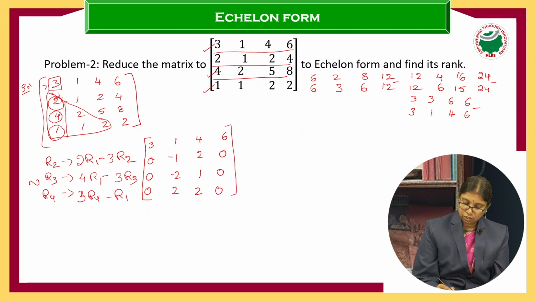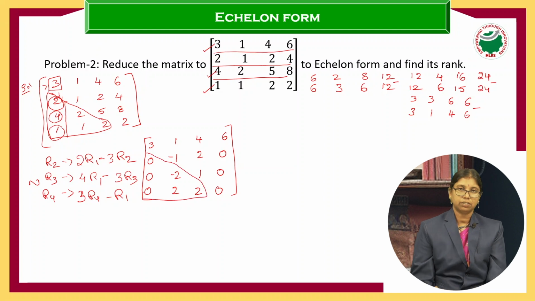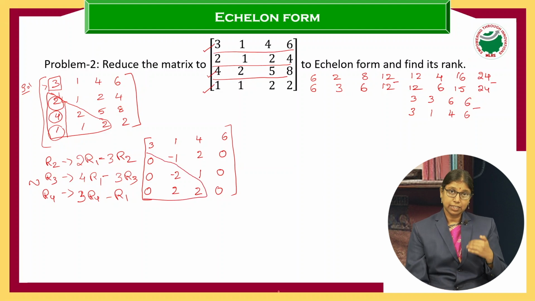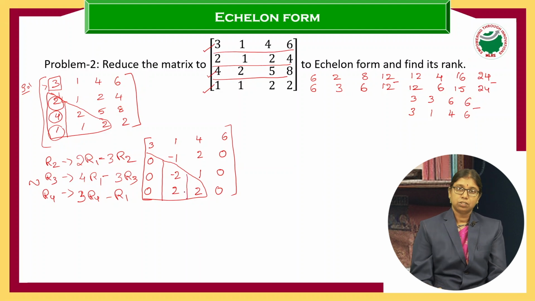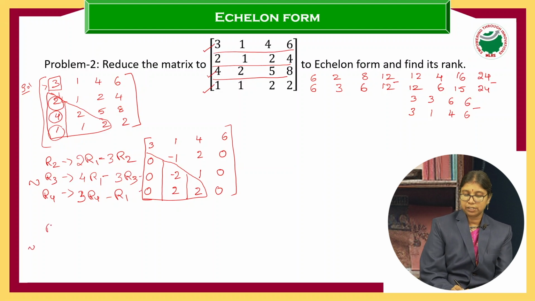So, now if you are taking lower diagonal values, the values which are in the first column are all converted to 0. Now, in the next step, you have to convert the values which are in the second column. That means you have to convert minus 2 and 2 to 0. So, which rows do we have to change? R3, R4. So, your next row operations are for R3, R4.